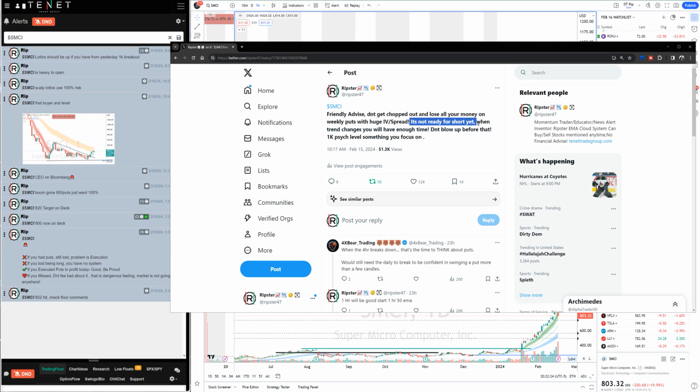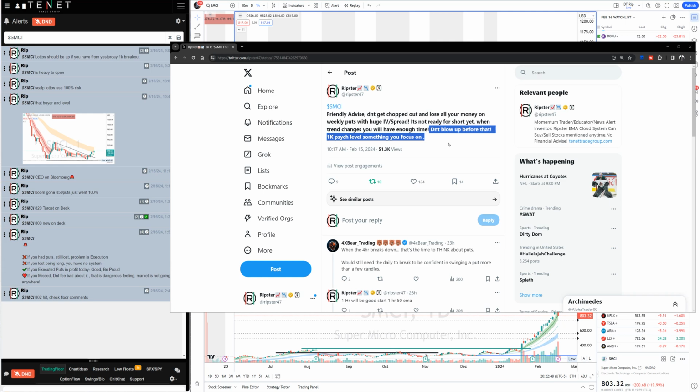It's not ready yet. When the trend changes, you will have enough time. And today the trend changed, you had enough time. You had a lot of time to short it today, even if you missed the initial flush, although we caught a lot of it. I personally missed the right entry because I was busy in other trades, but I'll show you how our community literally nailed it. So do not blow up before that.